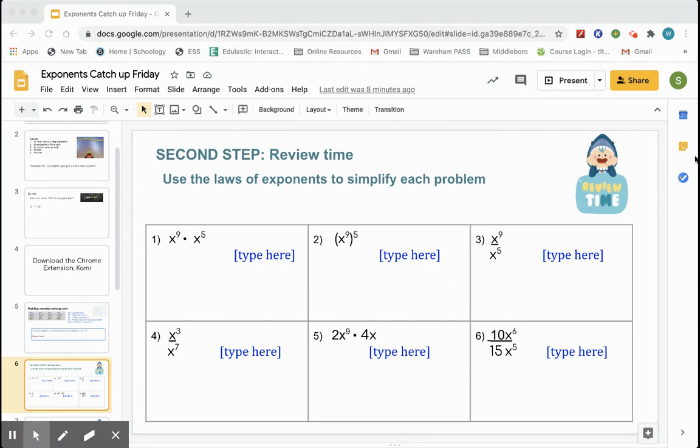Okay, so our first problem, we are multiplying in bases of the same. So I want to remind you, when you are multiplying in bases of the same, you want to add the exponents. So we're going to do x to the 9 plus 5, and I'll write it here. And 9 plus 5 is 14. So our answer is x to the 14th power. I'm going to try to write that a little neater for you.